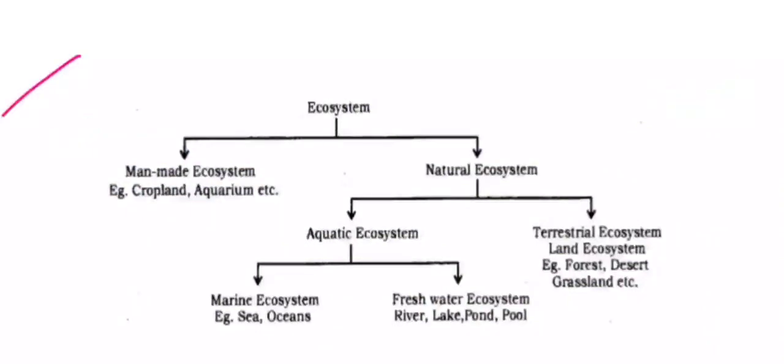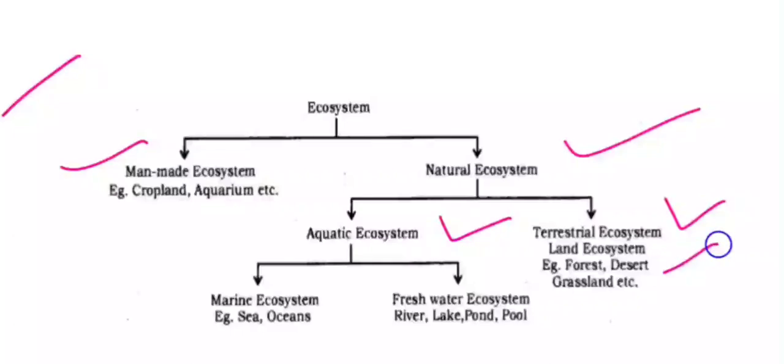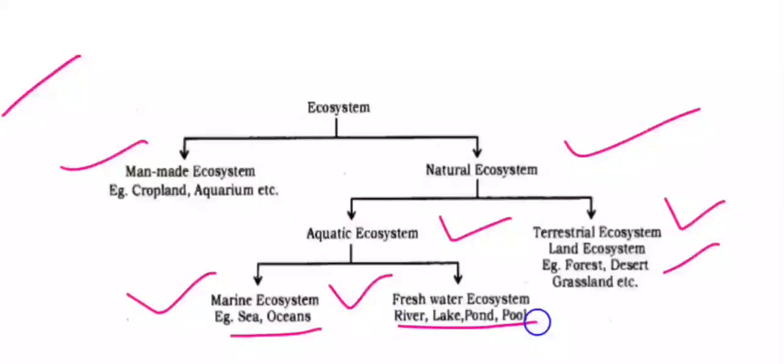This flowchart again depicts the types of ecosystem, that is man-made and natural. Natural ecosystem is further divided into aquatic and terrestrial ecosystem. Aquatic ecosystem is mainly related to the ecosystem found in water, and terrestrial ecosystem is also known as land ecosystem. Examples of terrestrial ecosystem are forest, desert, grasslands, whereas aquatic ecosystem may be the marine ecosystem or the freshwater ecosystem. Examples of marine ecosystem: sea and oceans. Freshwater ecosystem: river, lake, pond and pool.